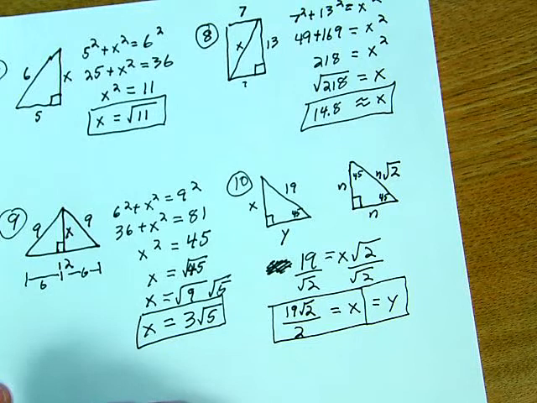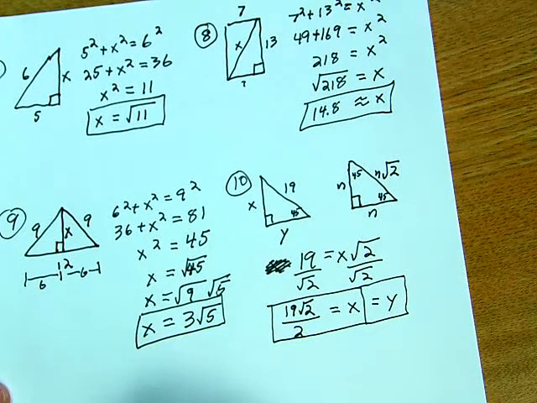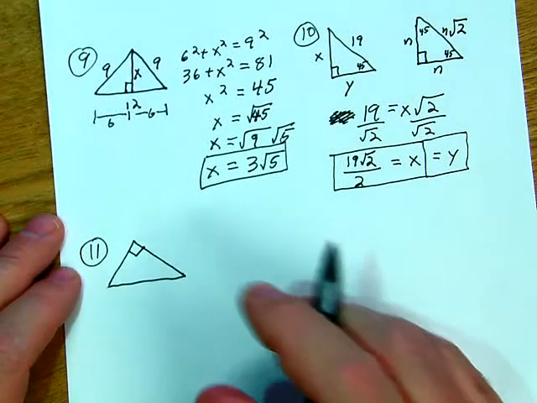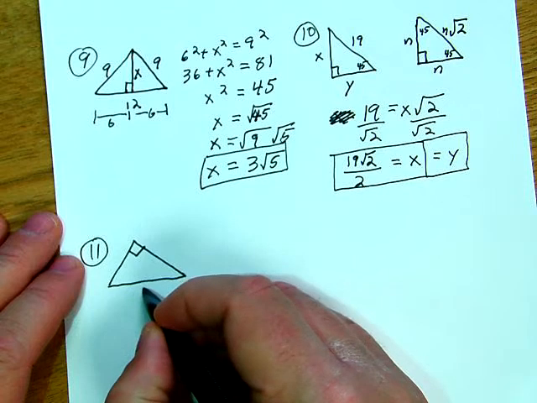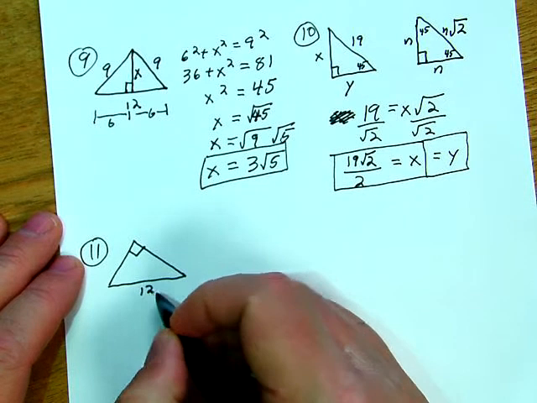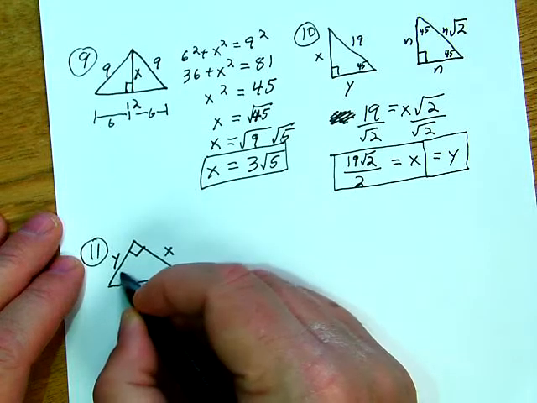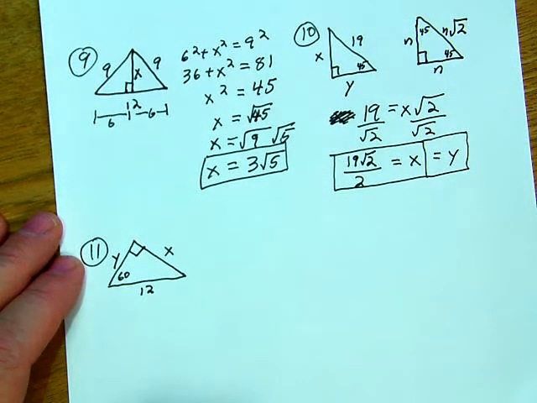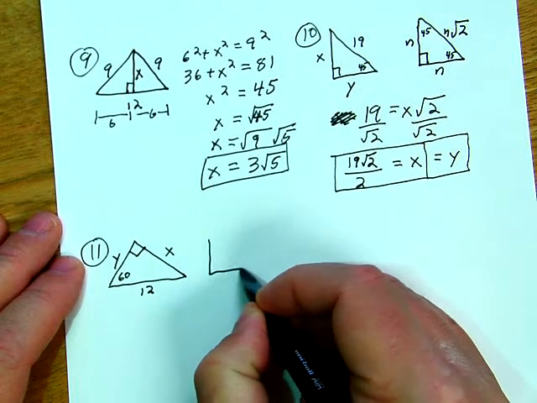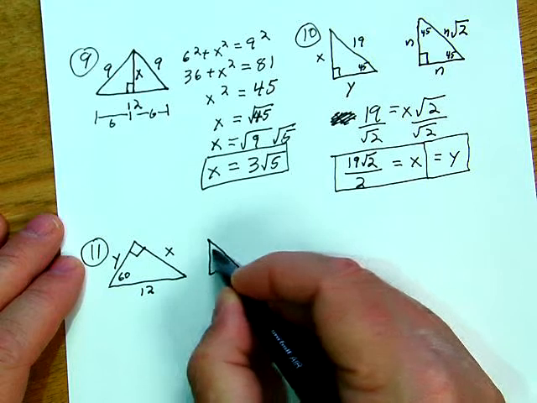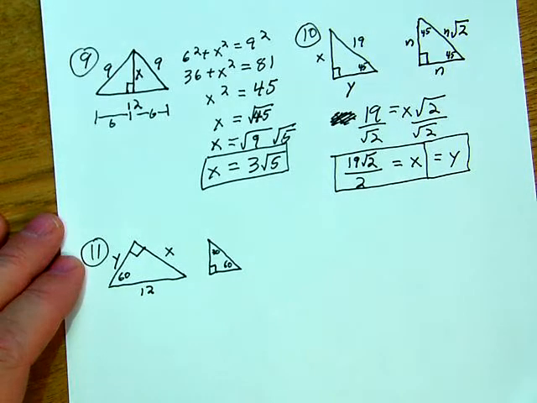All right, now let's try number 11. Number 11 looks something like this. It's got 12 here, y here, x here, and 60 degrees. So now we know this is a special 90, 60, 30, or 30, 60, 90. And when you have a 30, 60, 90, we remember that our rule is this.